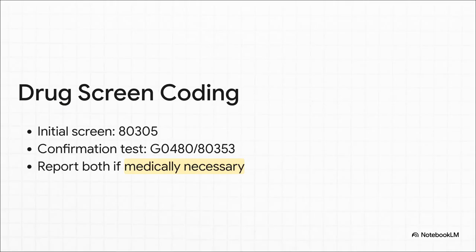Because that initial presumptive test was positive, the lab runs the definitive confirmation test. And here's the secret to escaping this trap. You can actually report both, as long as they are medically necessary and properly documented. Don't let the exam trick you into choosing just one if the scenario clearly outlines the medical necessity for both a screen and a confirmation.